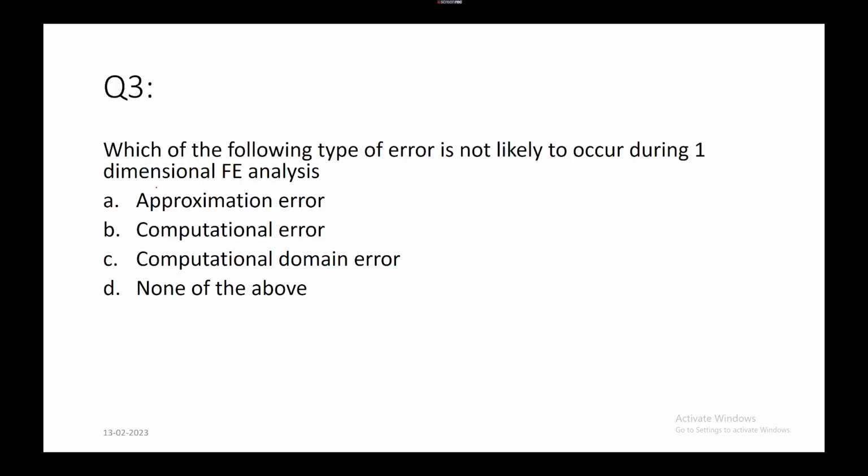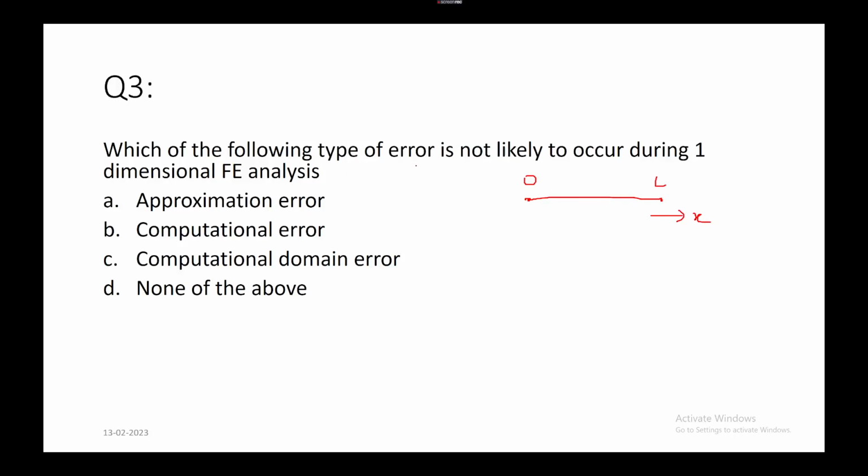Which of the following types of error is not likely to occur during a one-dimensional FE analysis? One-dimensional FE analysis means your domain is basically of a single dimension, let's say x. So this will be your domain, maybe starting from x equal to 0 to some value, let's say x equal to L. So this is your one-dimensional FE analysis.